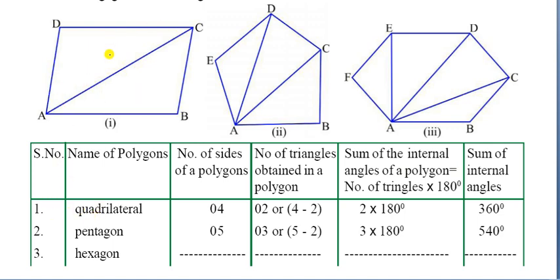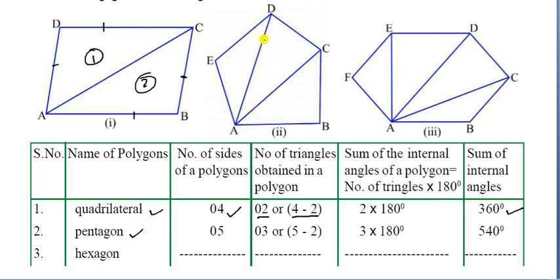First one is a quadrilateral, in which the number of sides is 4: 1, 2, 3 and 4. So we have to write 4. For the triangles, this one is one triangle and the second triangle, so it is 4 minus 2, that is 2 triangles here. So you have to write 2, or you can write 4 minus 2. The angle sum is 2 into 180 degrees because there are 2 triangles, that is 360 degrees. Let us start with the pentagon.